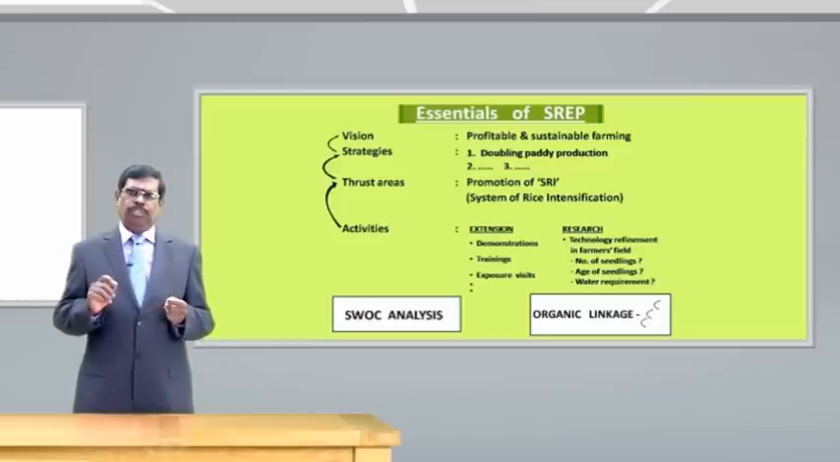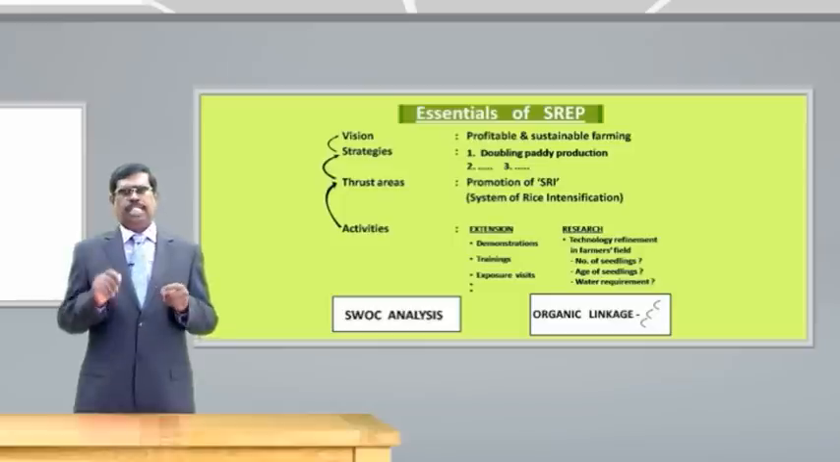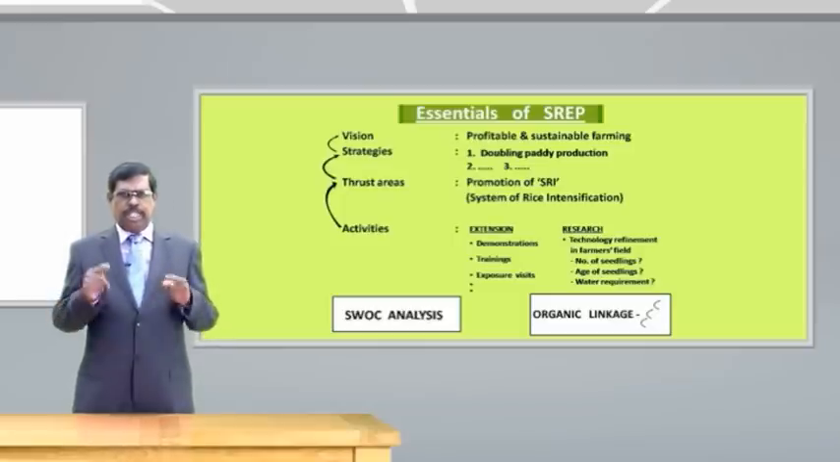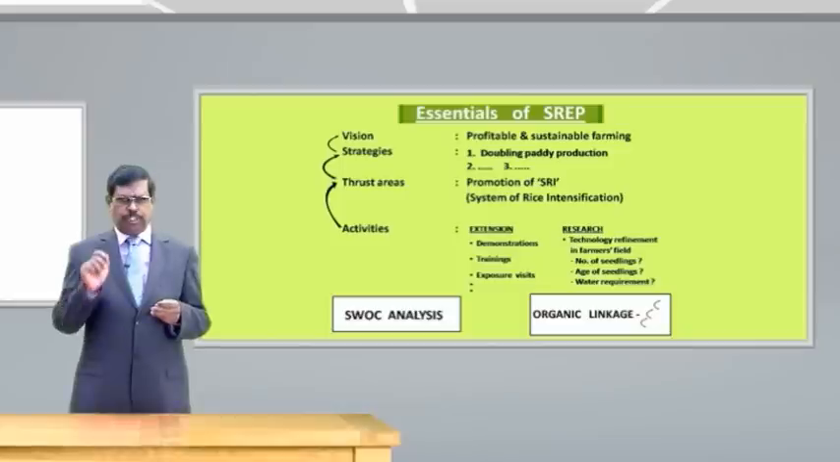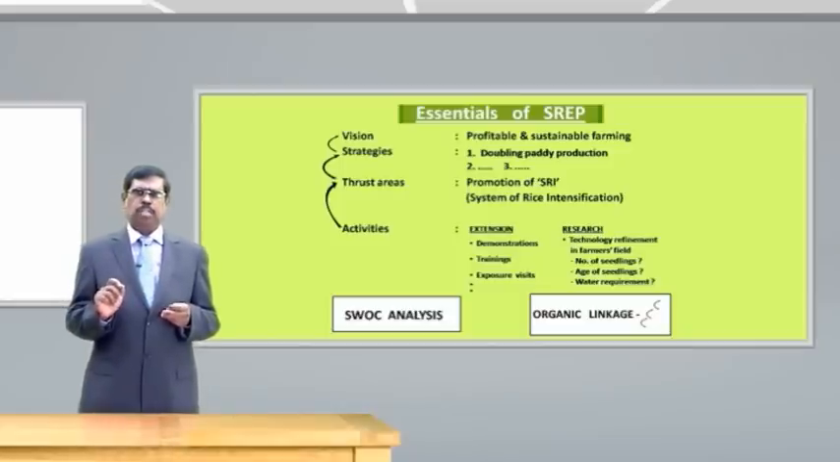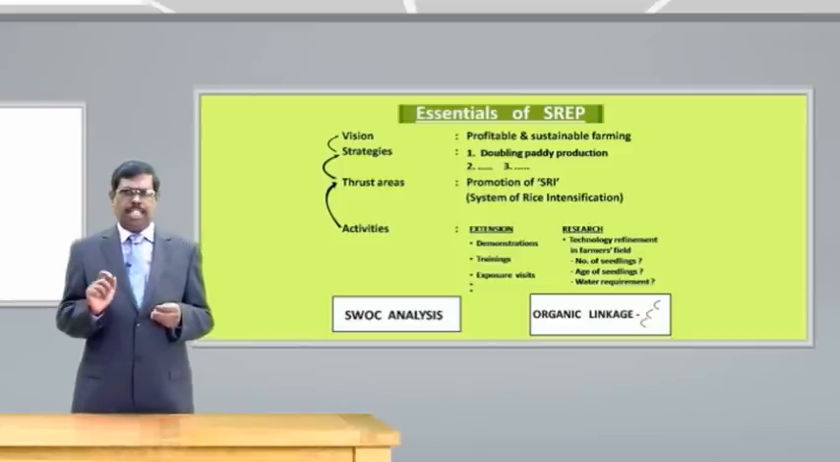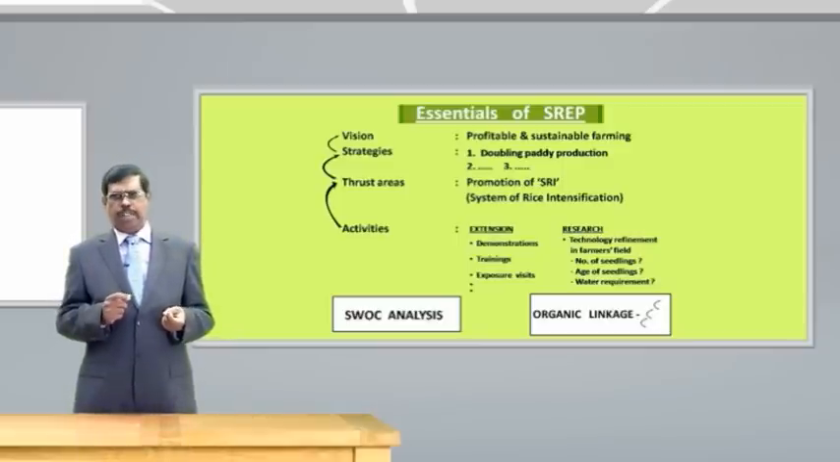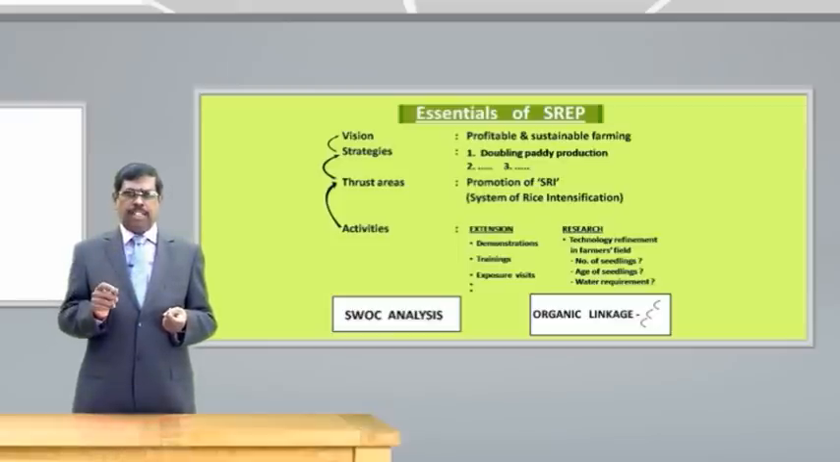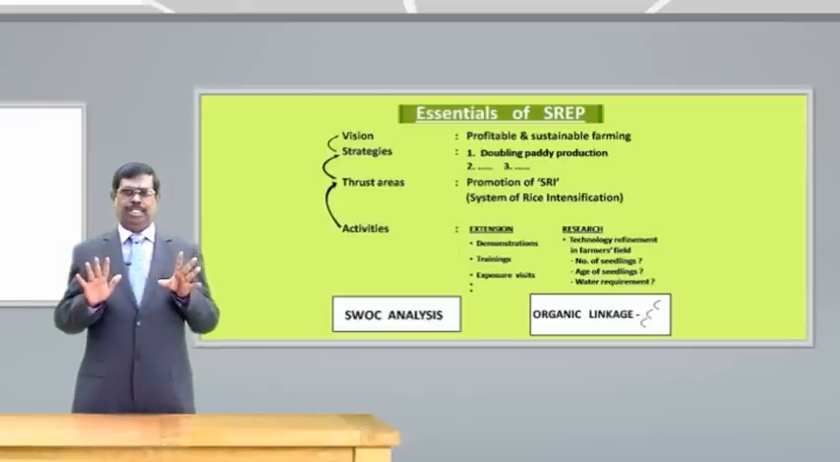Well, now if this is a strategy, what could be our thrust area? Because we can double the paddy production in several ways. Here what I have noted down is promotion of SRI, that is System of Rice Intensification. If we do that, definitely our paddy production can be enhanced. We already have a lot of research experience and practical experience. So this is the thrust area we have developed. Now if this is the thrust area, what activities should we resort to?